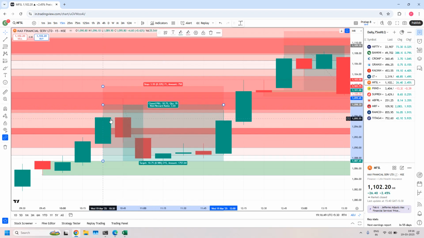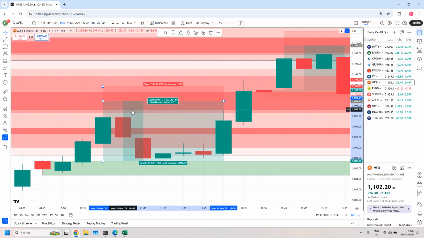So I generally keep below 1 is to 3.1 only. Otherwise you will be missing the trades. Of course, today even if you move up to 1 is to 4, your trade would have been executed today. But it won't happen every time.